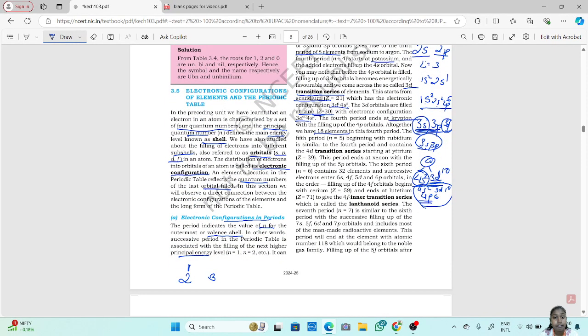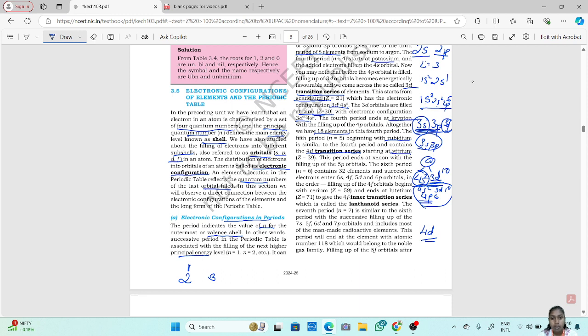Now next comes our fifth period. It begins with rubidium and is similar to the fourth period and contains a 4d transition series. Why is it similar to the fourth period? In the fourth period, there are 3d shells which are filling up, right? Now in the fifth period also we have a 4d series. In the fourth period we have the 3d transition series, and in the fifth period we have the 4d transition series starting with yttrium.